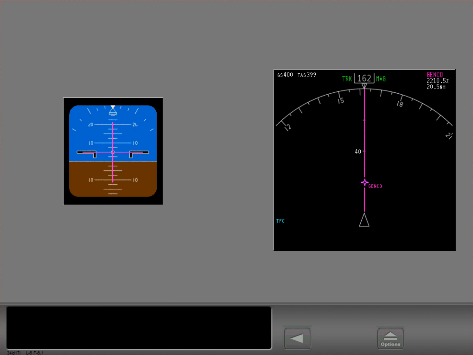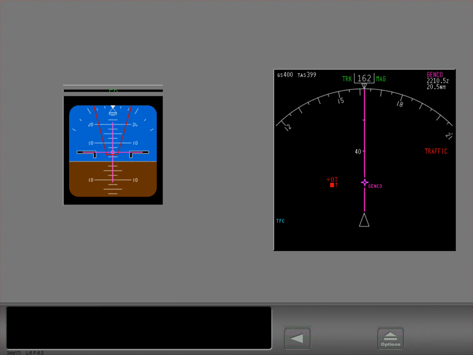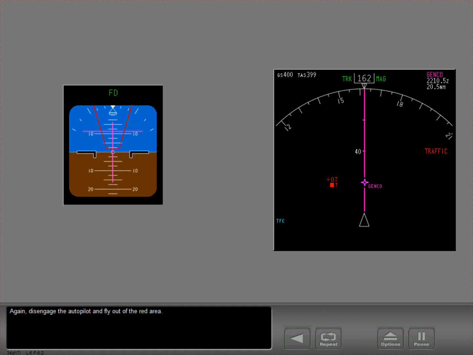Descend, descend, descend. Here is a condition where the traffic is above you and in a climb, and TCAS gives an RA command to descend. Again, disengage the autopilot and fly out of the red area. TCAS continues to monitor the traffic and calculates that the other aircraft has started a descent that will put it too near to your airplane.